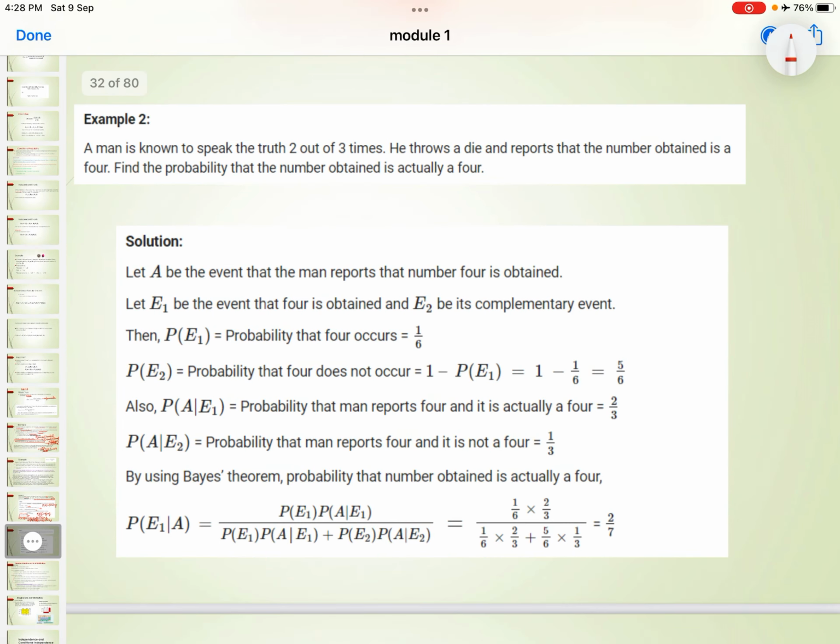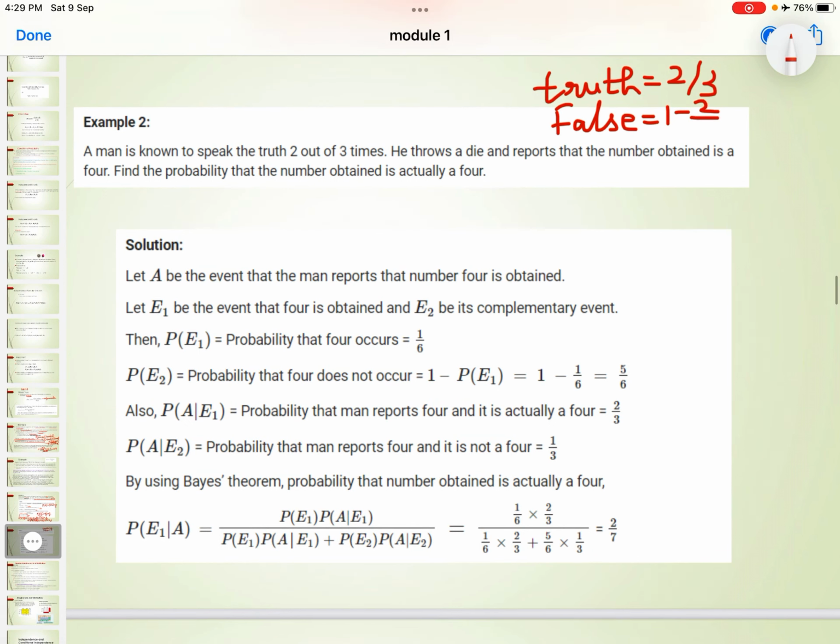Next, a man is known to speak the truth 2 out of 3 times. So truth is 2 out of 3 times. So false will be 1 minus 2 by 3, that is 1 by 3. So he speaks the truth for 2 by 3 times, false for 1 by 3 times. He throws a die and reports that the number obtained is a 4. Find the probability that the number obtained is actually a 4.